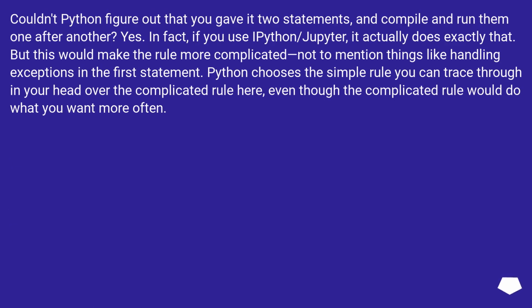Couldn't Python figure out that you gave it two statements, and compile and run them one after another? Yes. In fact, if you use ipython/Jupyter, it actually does exactly that. But this would make the rule more complicated, not to mention things like handling exceptions in the first statement. Python chooses a simple rule you can trace through in your head over the complicated rule here, even though the complicated rule would do what you want more often.